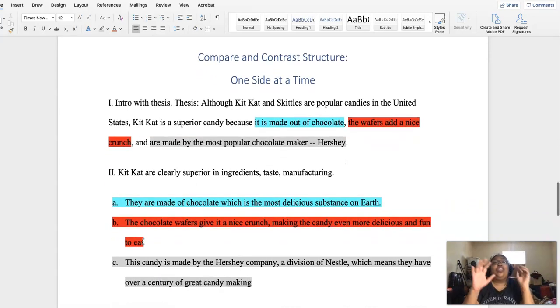So let's go. You know that the first paragraph is the intro with the thesis. Yay! It's the exact same thesis. The only thing that's changed here is the colors that I'm using, so I don't confuse you with the other colors. So what it's made out of is blue. The taste or the insides are red, and then who has made it, the manufacturer, is gray in this case, right?